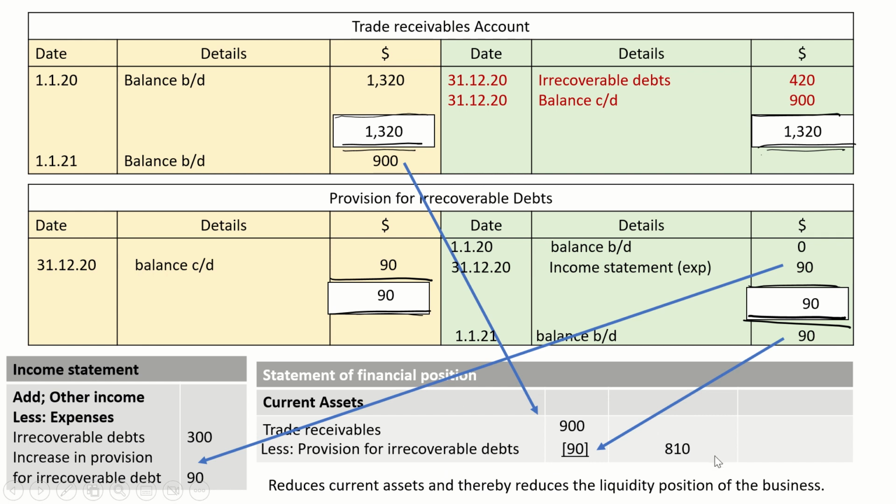So this is how we account for trade receivables, irrecoverable debts, and provision for irrecoverable debts. In our next lesson, we will be doing a question with an opening balance on the credit side for provision for irrecoverable debt. So this is an increase in provision for irrecoverable debt. So we'll be working on a decrease in provision for irrecoverable debt in our next session.